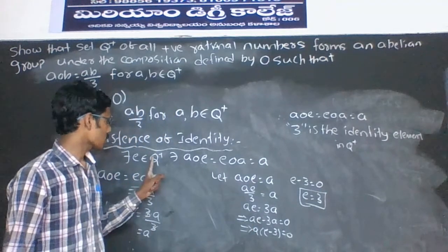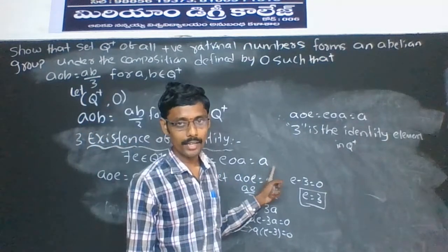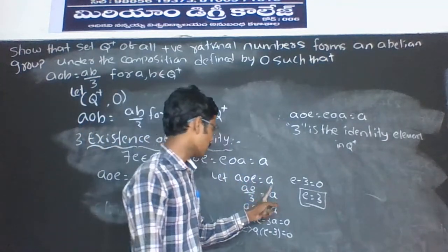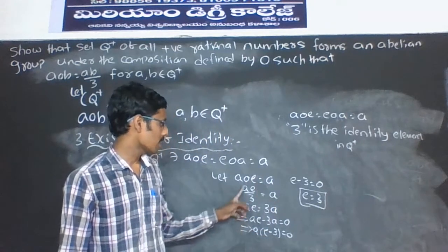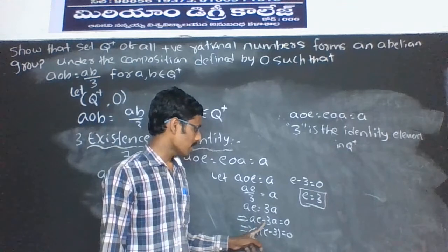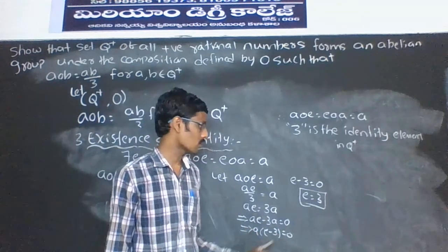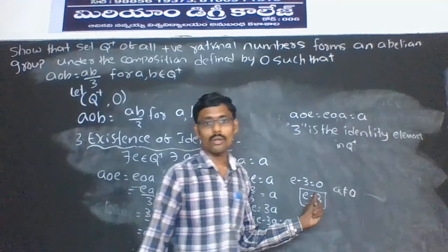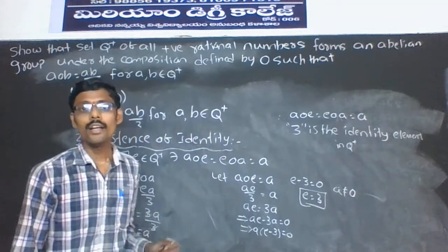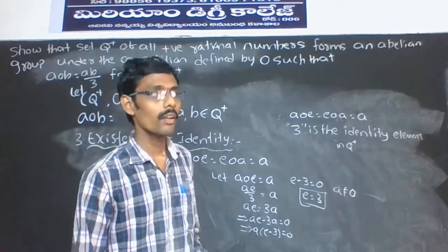There exists E belongs to Q plus such that A circle E is equal to E circle A is equal to A. A circle E is defined as AE by 3 is equal to A. A is equal to 3A. AE minus 3A is equal to 0. A is common: E minus 3, A not equal to 0, so E minus 3 is equal to 0. E is equal to 3 is the identity element in Q plus. This is the existence of identity.